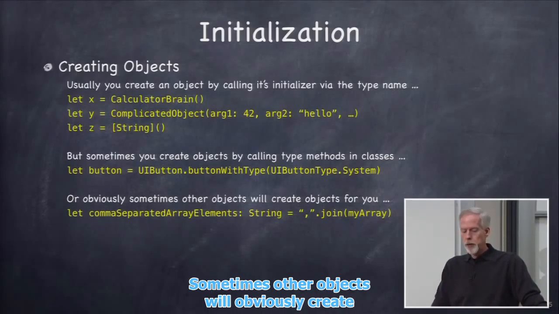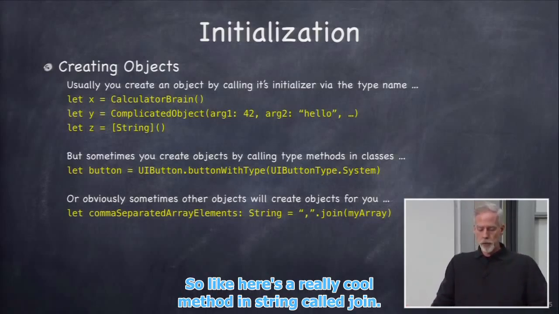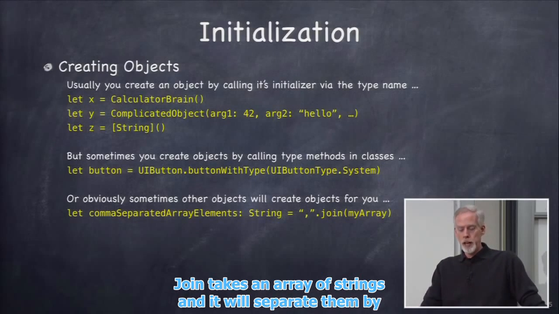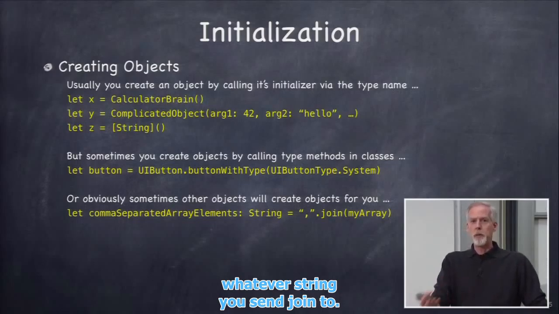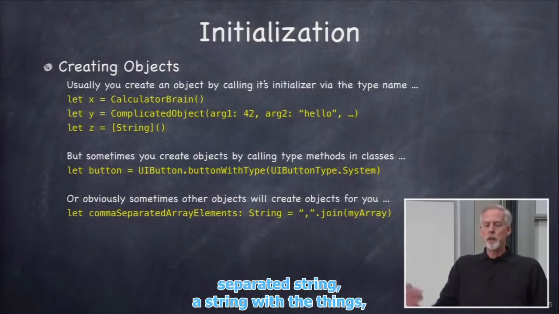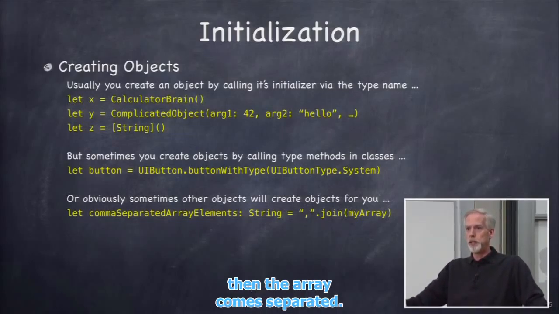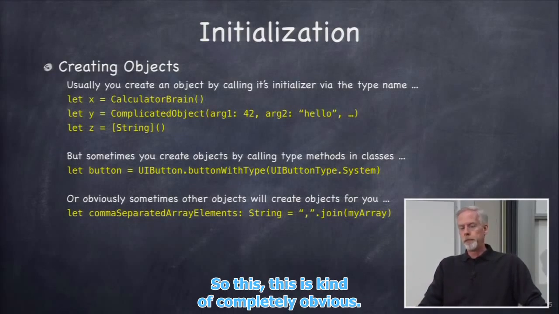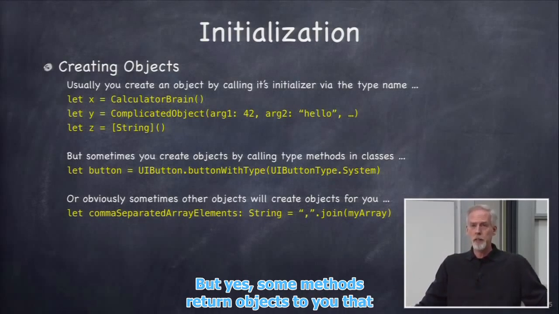Sometimes other objects will obviously create objects for you. So like here's a really cool method in string called join. Join takes an array of strings and it will separate them by whatever string you send join to. So comma dot join of an array will give you a comma separated string, a string with the things in the array comma separated. And that's obviously creating a new string. So this is kind of completely obvious, but yes, some methods return objects to you that were created.